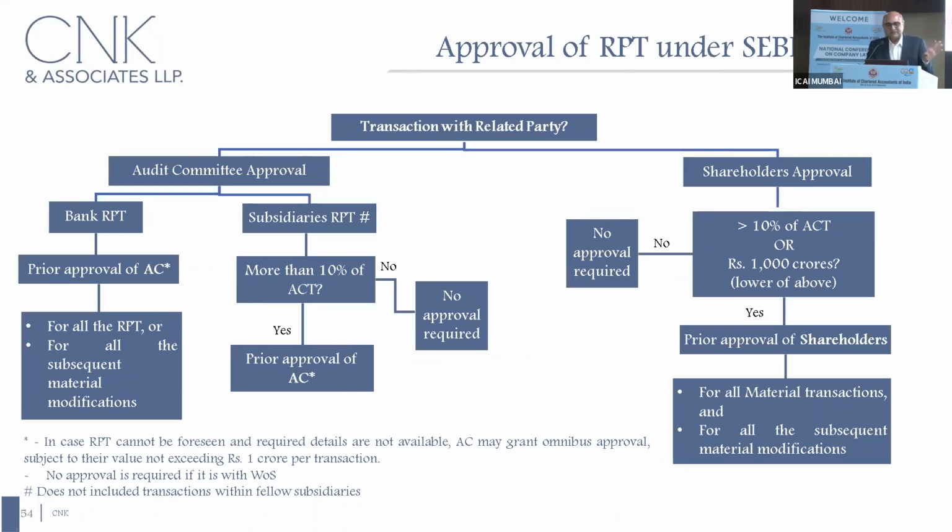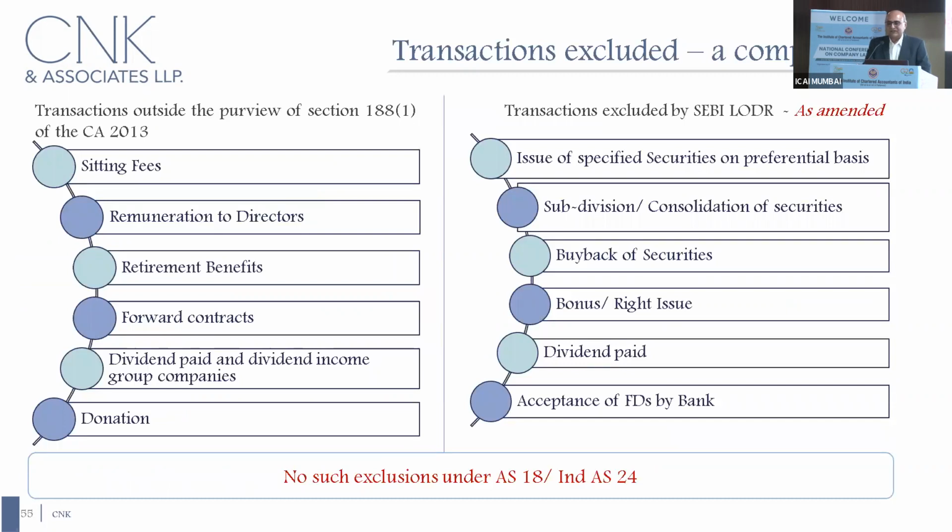So this is again a summary of all approvals which you need under SEBI LODR, just as you had a chart for approvals under the Companies Act. This is a chart for all approvals which you need under the SEBI LODR. This is a list of transactions which are excluded. The right hand side is the SEBI exclusion, which is the updated one. But if you see that last thing, there is no such exclusion under AS 18 or IND AS 24.